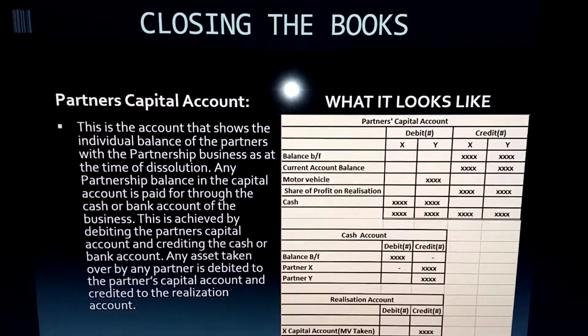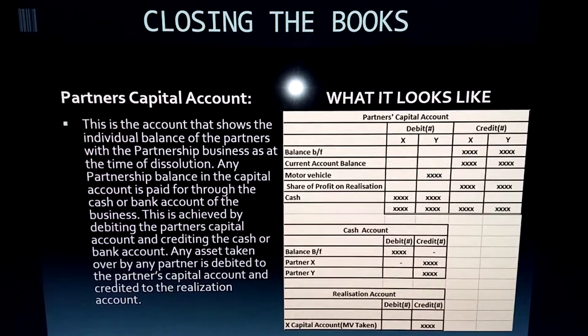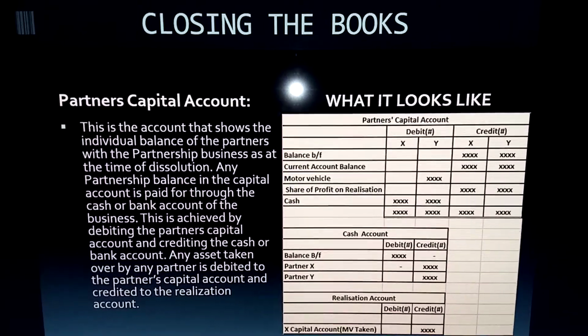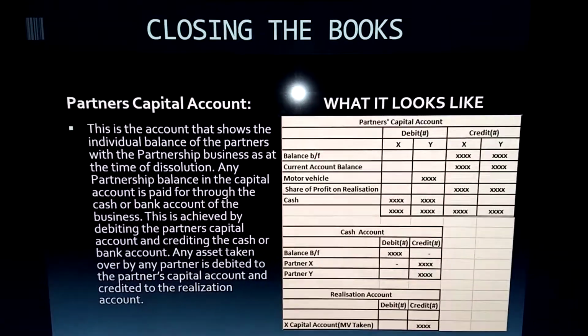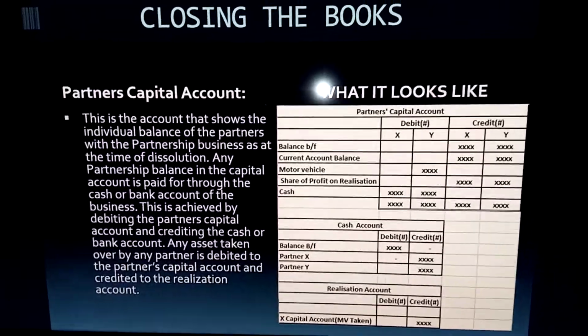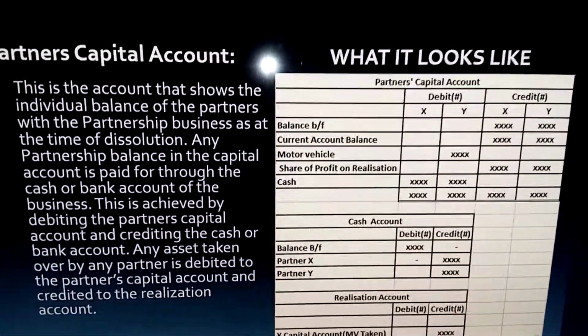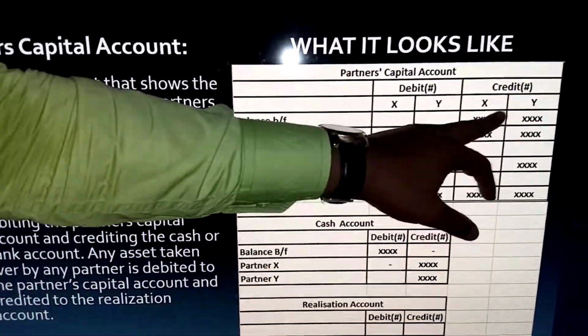So this is where you have the balance that is due to individual partners after selling the asset items, and then after sharing the profit on the realization. Okay, so basically what we're saying here is this. This is the partner's capital account, balance brought forth from the balance sheet.